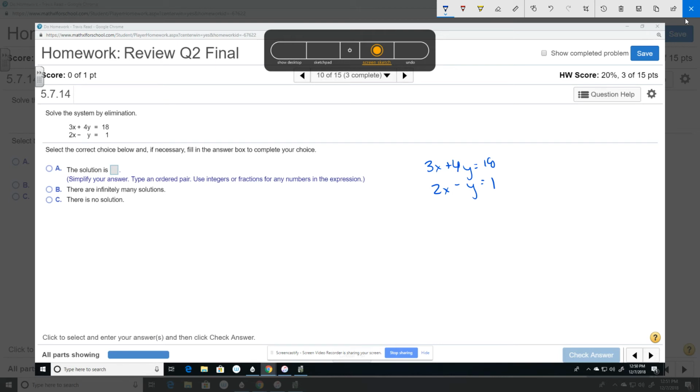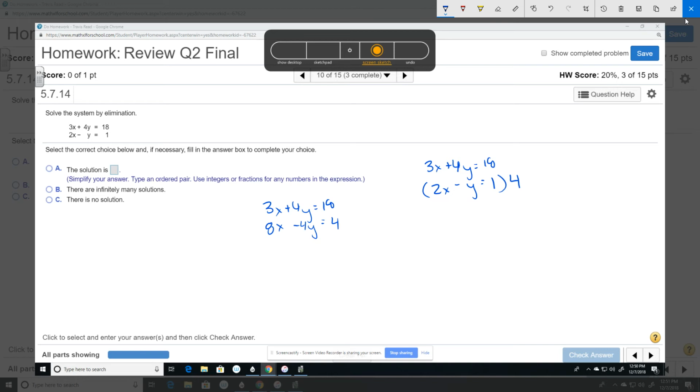But I want one of them to match. So to make my y's match, the easiest way to do that is to multiply everything on the bottom by 4. Because if I want this to be a 4, so that these two match, everything has to be multiplied by 4. So I still have 3x plus 4y equals 18. But now 4 times 2x is 8x. 4 times negative y is negative 4y. And 4 times 1 is just 4.